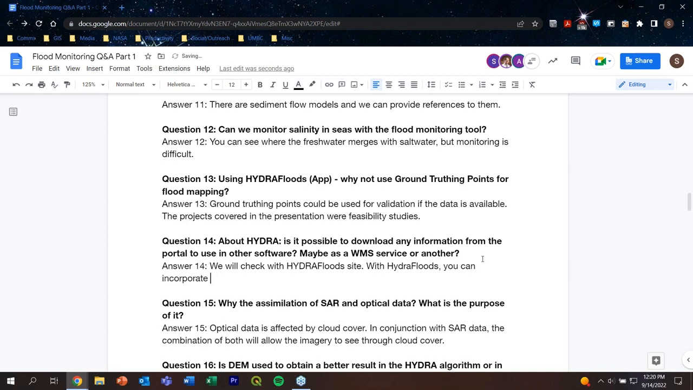So you can incorporate other packages that you'd like to in Python. So if you have certain software that has a Python-based API, you could also try to incorporate that into the same script as well. To my knowledge, I don't believe there's any way to incorporate HydroFloods into other software, unless that software has a Python element to it.